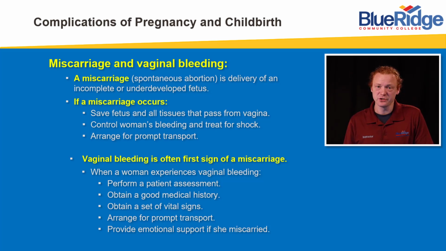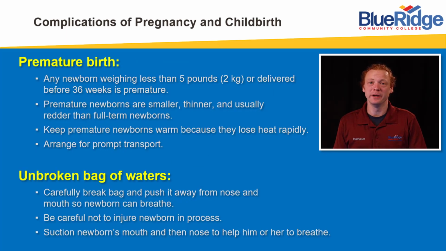Anytime a woman experiences vaginal bleeding, perform a patient assessment and obtain a good medical history. Remember to use your SAMPLE acronym. Obtain a good set of vitals and determine whether she is experiencing shock, and arrange for that prompt transport. Of course, always relay your findings to the responding EMS unit if you're able to. A woman who miscarries will be upset about losing her newborn and will need emotional support as well as emergency medical care.